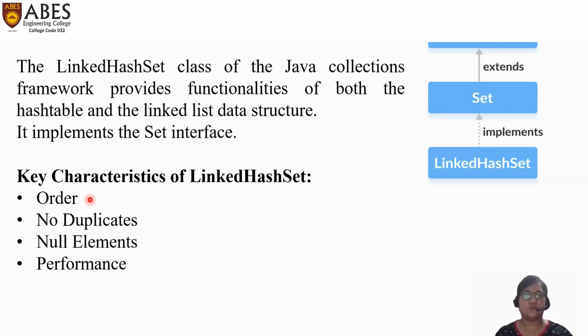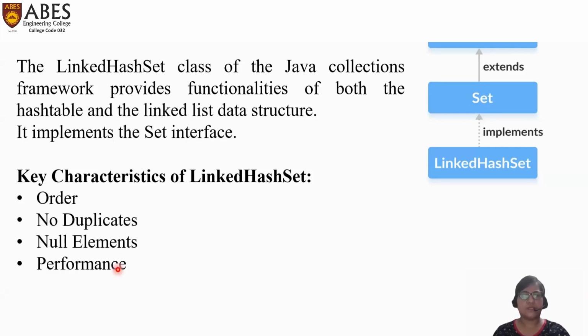First we have order. As I already discussed with you, LinkedHashSet maintains insertion order. Next, we have no duplicates, meaning LinkedHashSet doesn't allow duplicate elements, as with Set and HashSet. Then null elements: as with Set and HashSet, LinkedHashSet allows at most one null element inside it.